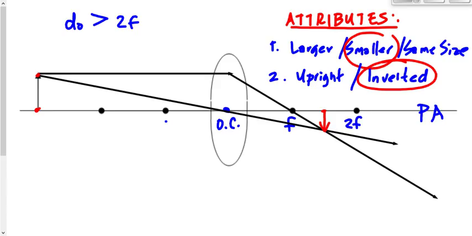And the third characteristic, this one's a little bit harder, especially right now. We have to distinguish between a real image and a virtual image. A real image is an image that can be projected onto a screen. When you saw the demonstration, you saw the image of the Canadian flag being projected onto a screen.